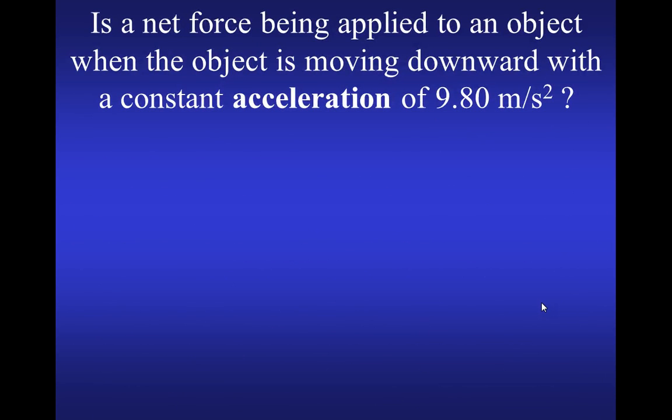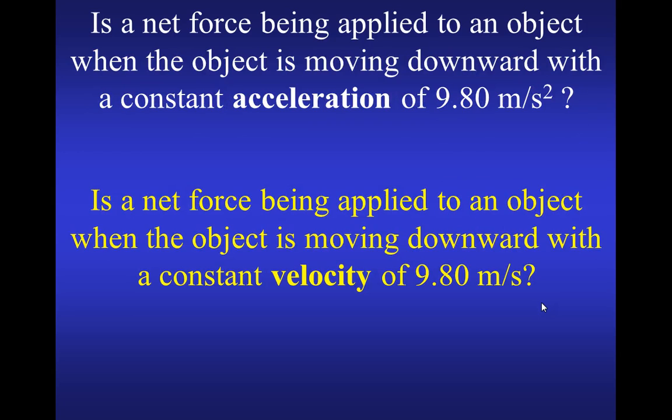Alright, so is a net force being applied to an object when the object is moving downward with a constant acceleration of 9.8 meters per second squared? The net force is force up minus force down. Net force equals mass times acceleration. This thing is accelerating. If something is accelerating, there is a net force.